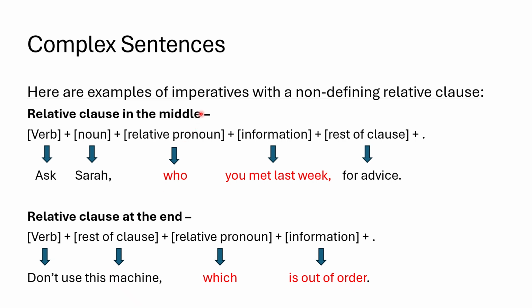Here are examples of imperatives with a non-defining relative clause. Relative clause in the middle: verb plus noun plus relative pronoun plus information plus rest of clause. Ask Sarah, who you met last week, for advice. Relative clause at the end: verb plus rest of clause plus relative pronoun plus information. Don't use this machine, which is out of order.